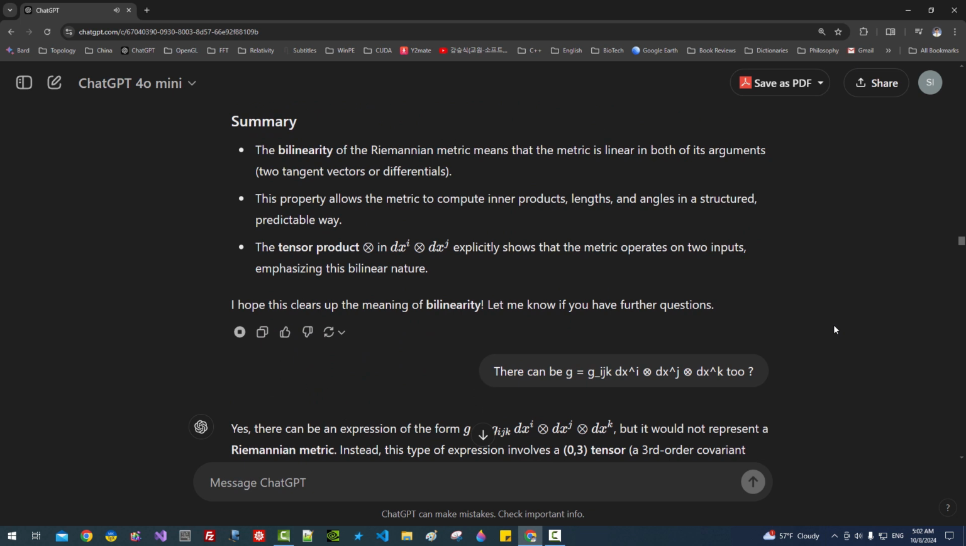Summary. The bilinearity of the Riemannian metric means that the metric is linear in both of its arguments, two tangent vectors or differentials. This property allows the metric to compute inner products, lengths, and angles in a structured, predictable way. The tensor product in dx^i ⊗ dx^j explicitly shows that the metric operates on two inputs, emphasizing this bilinear nature. I hope this clears up the meaning of bilinearity. Let me know if you have further questions.